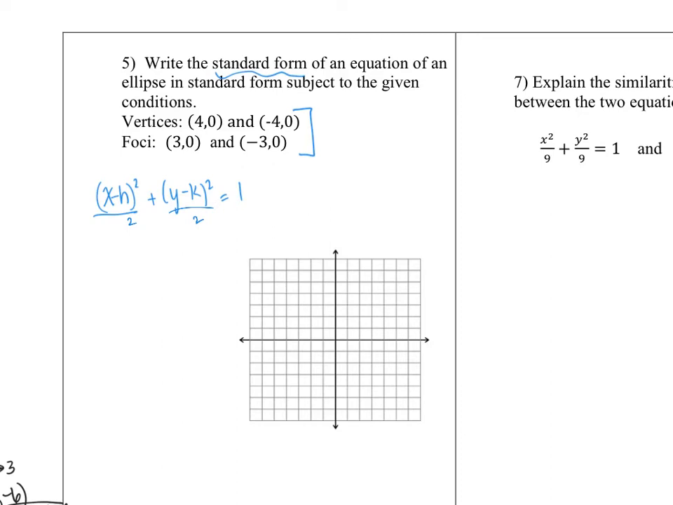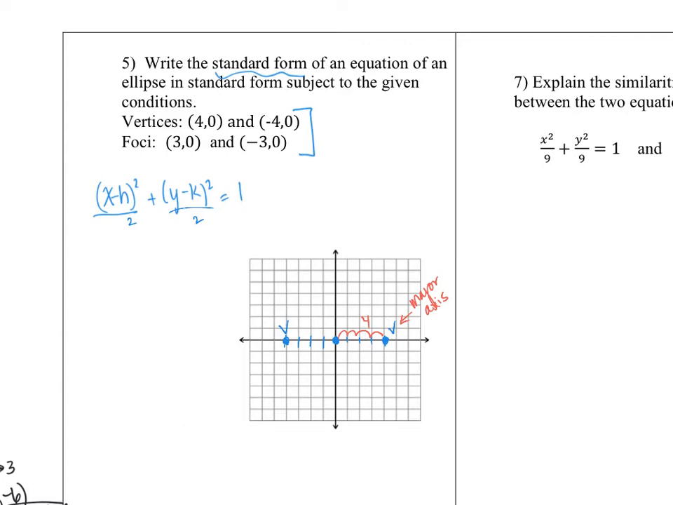So it says my vertices are at 4, 0, 1, 2, 3, 4. So there's a vertex, and negative 4, 0. So right away, I know that the center has to be 0, 0, because that's right in the middle between my two vertices. I also know that I just went over 4 spaces to get to my vertex. And they're my vertices, so those are on the major axis, which happens to be my x's. Again, it's not always.